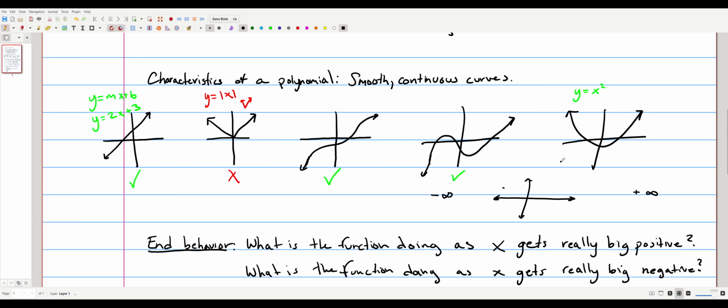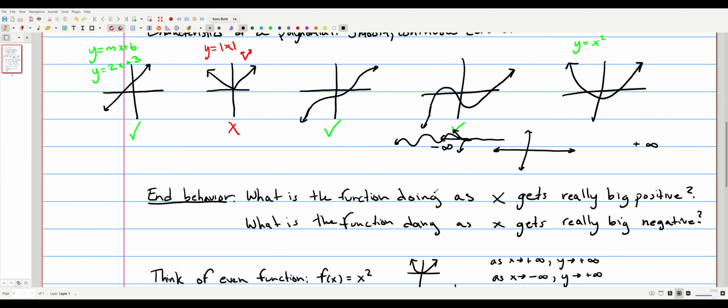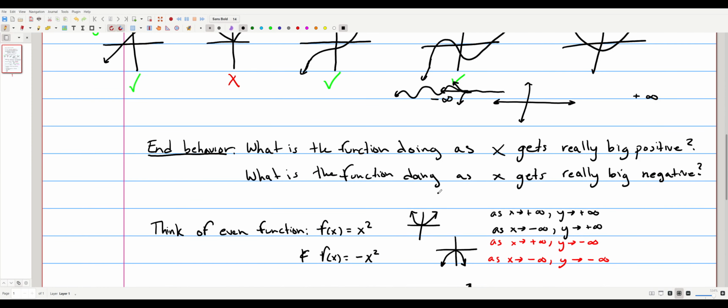We want to know, what is the graph doing as x is getting really big negative? Is it going up? Is it going down? Is it remaining constant? Is it doing some weird stuff where we can never tell? We're really interested in what is the function doing as x approaches both positive and negative infinity. And so to kind of guide our intuition, we can think about some of the functions that we already know. So think of the even function x squared, a function that we've been working with basically the entire semester so far. It's a quadratic, so the picture is a parabola.